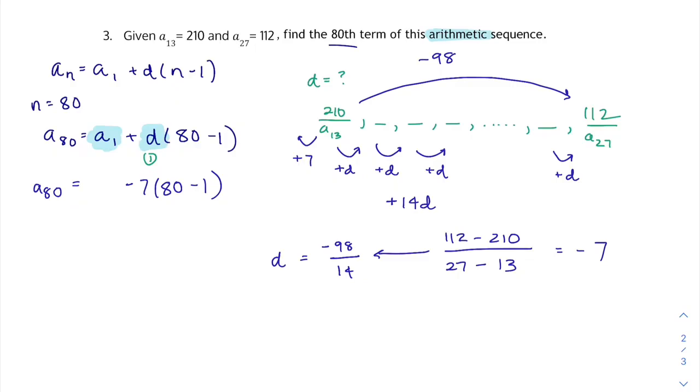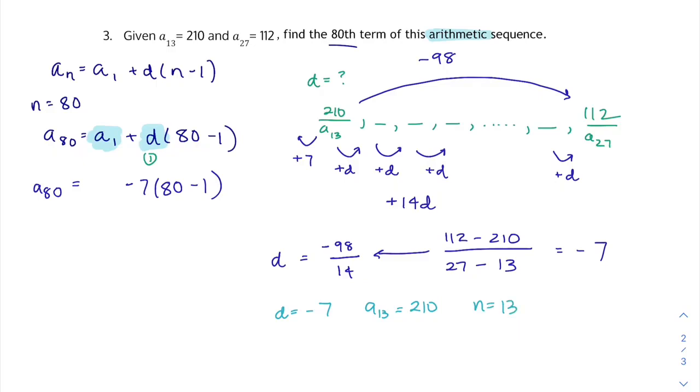So I can use the fact that I know the common difference is negative 7, and I know that one of my terms, I can use either one. I'm just going to use the first one, is A13 is 210, which means that when my input, when my position is 13, when n is 13, my output is 210.